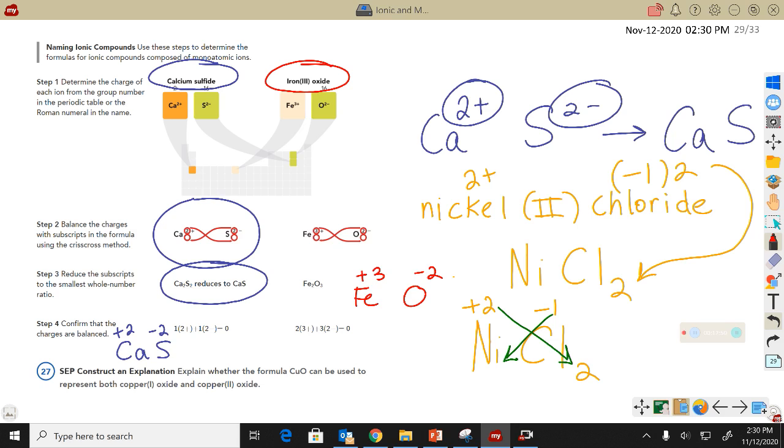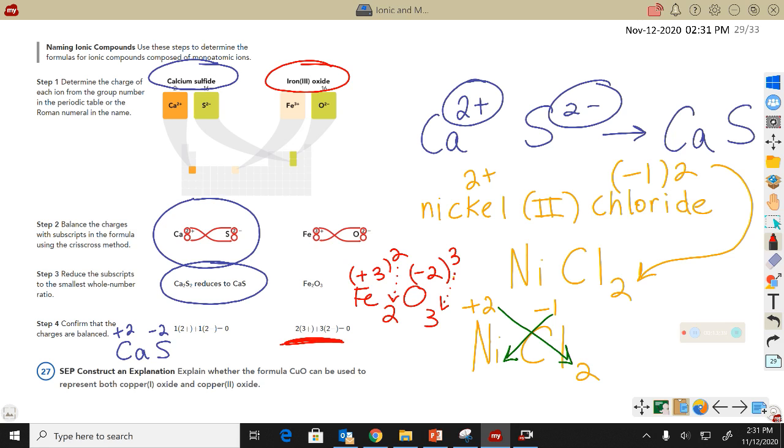Or you can be a charge balancer where you say, how do I make this add up to 0? Well, the common multiple between 2 and 3 is probably 6, right? So if I take 2 times the plus 3 and 3 times the minus 2, that gives me a plus 6 and a minus 6. And it's neutral, which is what they're showing down here. Then that multiplier just becomes your subscript. So you'll get the same formula either way: Fe2O3. You can either crisscross the numbers on the charges or be a charge balancer.